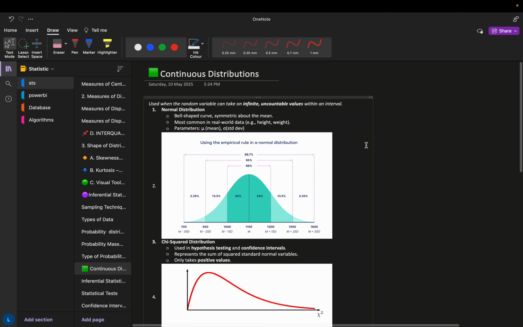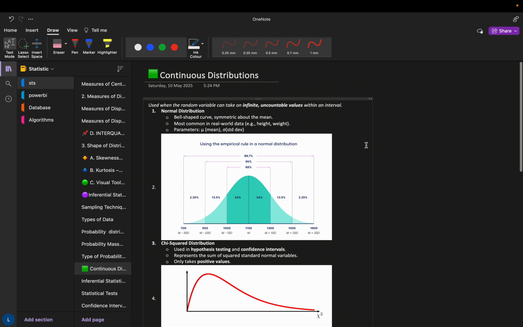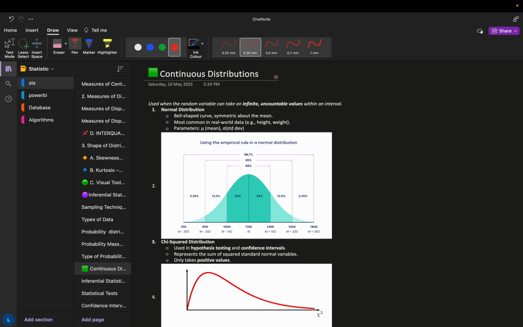Now let's move to the continuous distribution. Well, continuous distribution, when we are provided with the continuous data where we cannot calculate a fixed probability, right? Probability outcome.